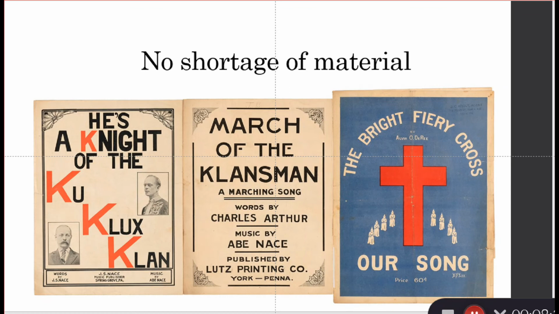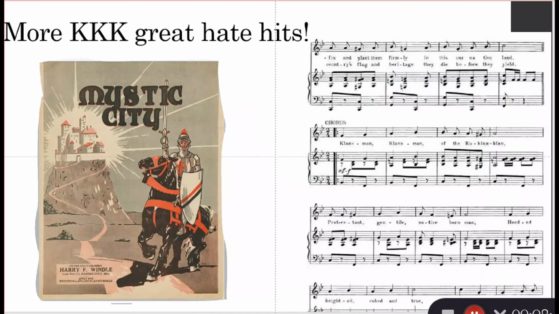So there's no shortage of KKK tunes, right? KKK great hits such as Mystic City, Klansman of the Ku Klux Klan, Protestant, Gentile, native-born man, hooded, knighted, robed, and true. Yeah, you get the idea here, right? So you might want to unpack some of the symbols in there. Right now, I'm sure that they're not referring to themselves as terrorists, right?